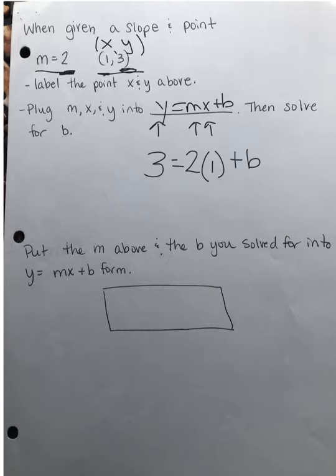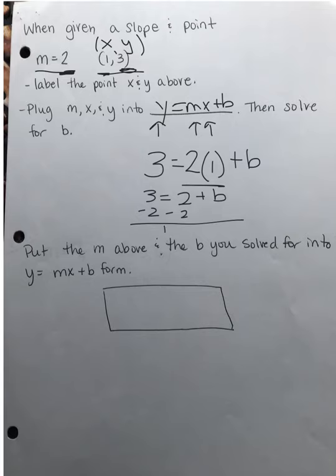All right, so once you have everything in there, then you want to solve for the b. So the first step is doing this multiplication here. So I'm going to bring down the 3 equals. 2 times 1 is 2, and then bring down that plus b. Now to solve, remember we have to get the numbers all on one side, so I'm going to minus 2 from both sides.